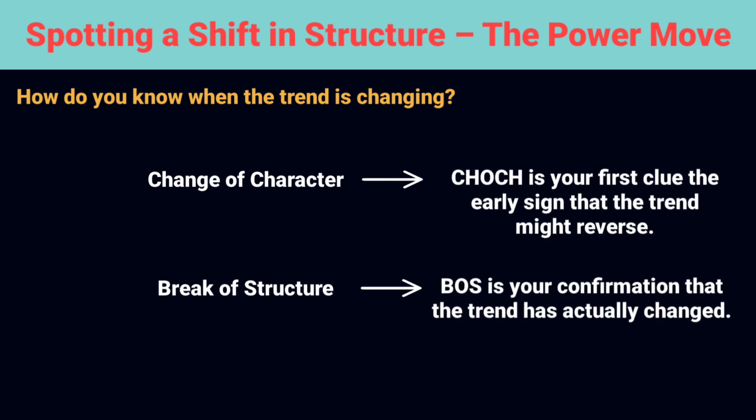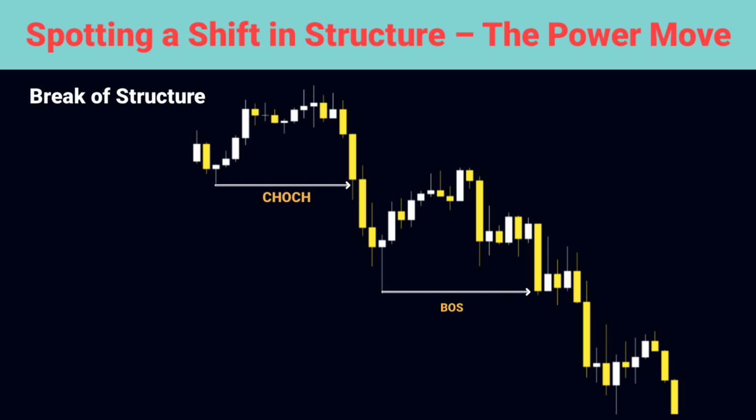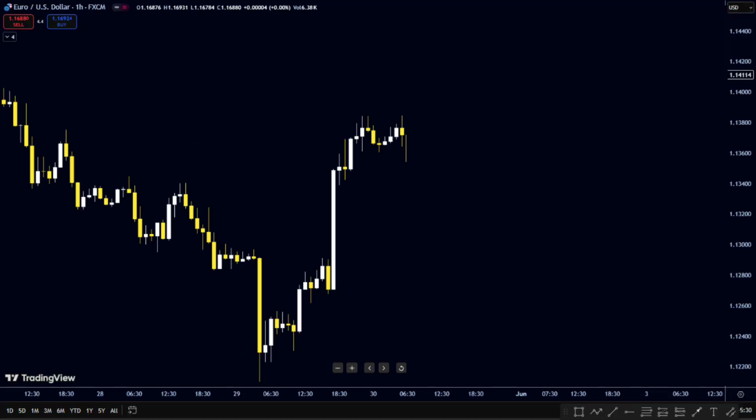This is where we bring in two powerful tools, change of character and break of structure. Let me explain. Change of character is your first clue, the early sign that the trend might reverse. Break of structure is your confirmation that the trend has actually changed. Let me give you two examples.